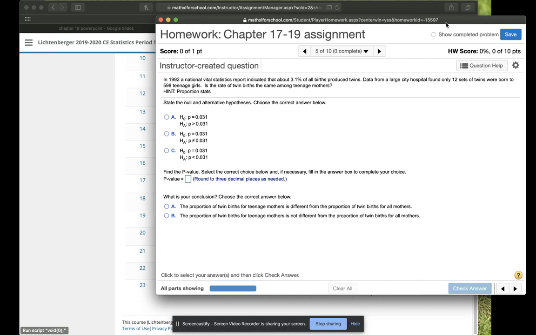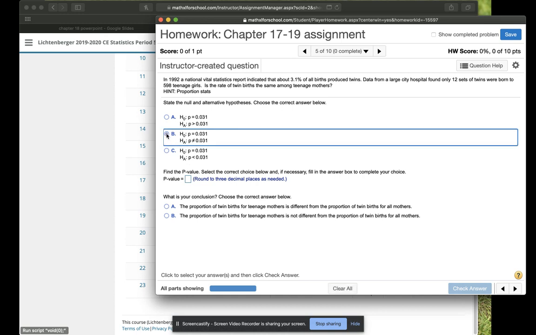So if we were to go on to StatCrunch and put this in, the question is, is the rate of twin births the same? Now that's kind of awkward wording because it doesn't imply greater than and it doesn't imply less than. If it doesn't imply either, then we have to go with the not equals one.